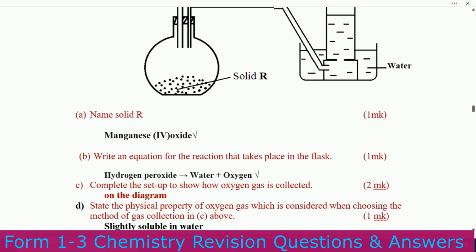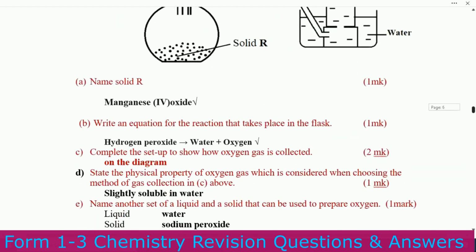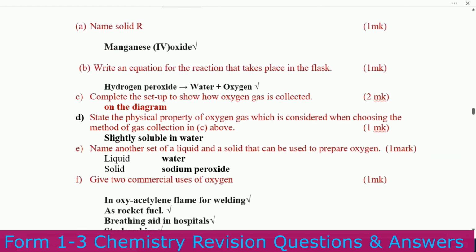You are told to write an equation for the reaction that takes place in the flask. What reaction? So you have hydrogen peroxide and water. When you heat hydrogen peroxide, it gives water and oxygen. That's why you can see gas X being collected there.